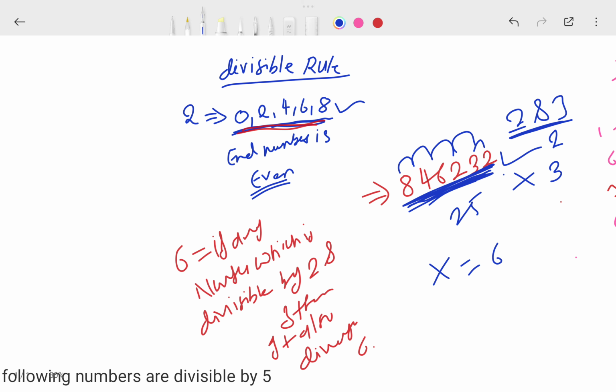For being divisible by 6, it has to be divisible by 2 and also by 3. But here it is divisible by 2 but not 3. It means that it is not divisible by 6. So if you want to check whether a number is divisible by 6 or not, we have to check whether it is divisible by 2 and 3. If it is divisible by 2 and 3, automatically it will be divisible by 6. But here this number is divisible by 2 but not by 3. It means that it is not possible to divide by 6.